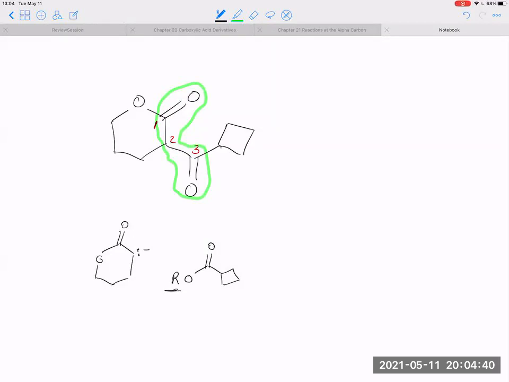Well, the only problem with that is you can't have three bonds on your oxygen, so it can't be this. Oh, yeah, that's what I did. Now your oxygen has three bonds, right? So that would be the only illegal thing there.